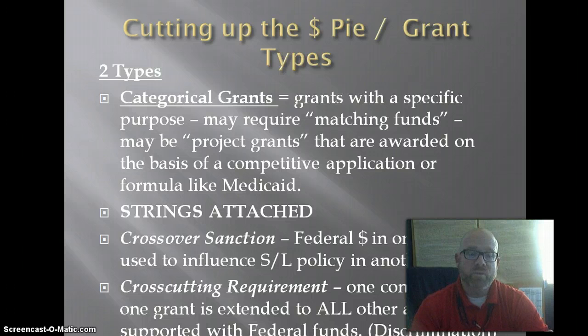They also can institute what are called cross-cutting requirements, and that's one condition in a particular grant. And the one that always comes up is the Civil Rights Act of 1964 is going to influence all of the other activities supported by federal monies. So you can't discriminate. When you're using federal money in a program, you can't discriminate against anyone.